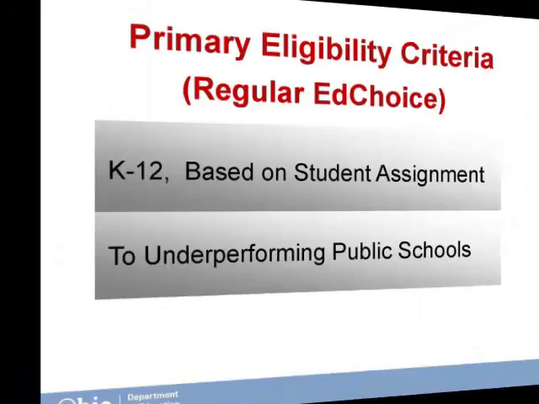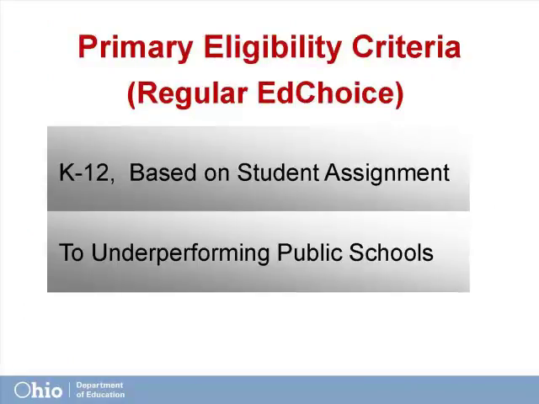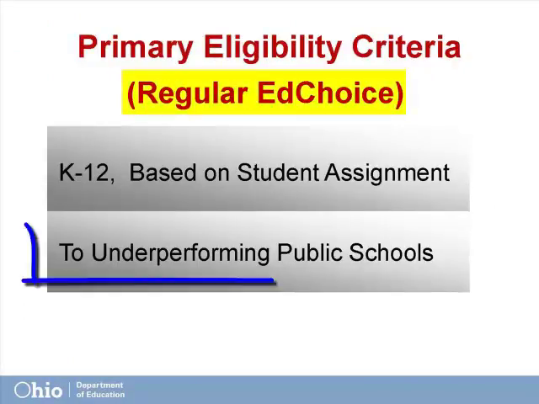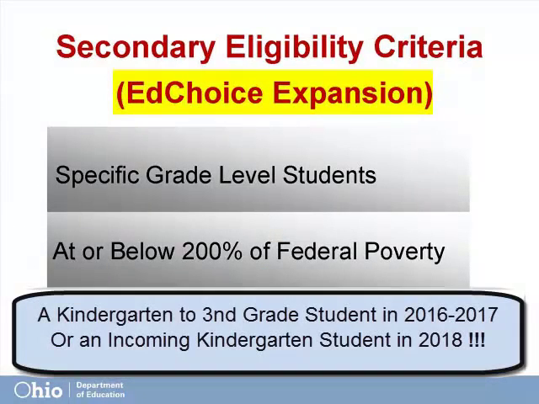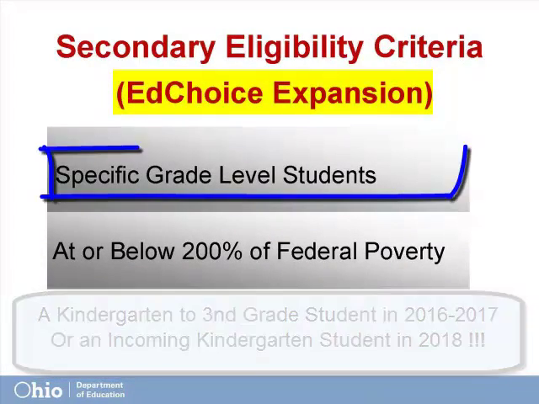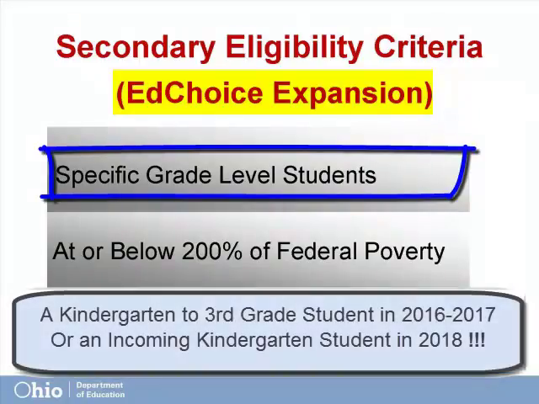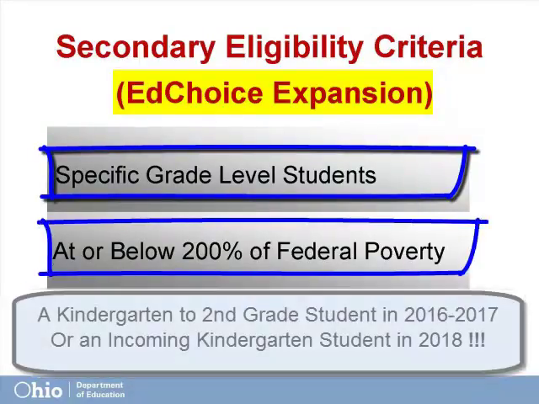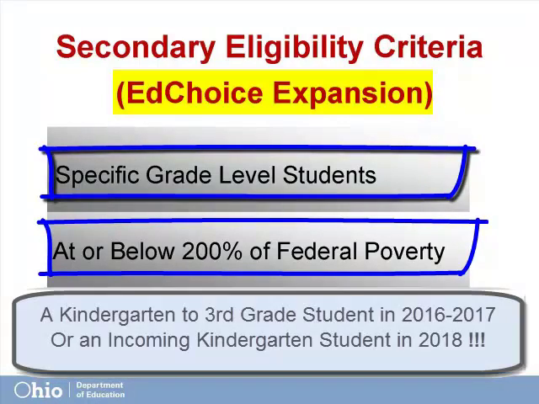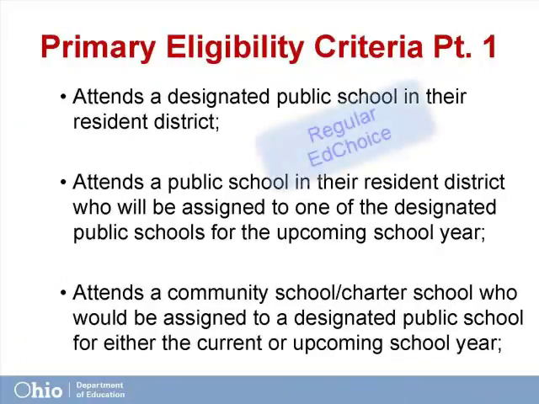To summarize, there are two separate EdChoice eligibility criteria. Regular EdChoice has the primary criteria of student assignment to underperforming school buildings, and expansion EdChoice has the secondary eligibility criteria available only to specific grade level students not eligible for EdChoice and living in families with household income levels at or below 200% of the federal poverty level. Let's look at these criteria more closely.